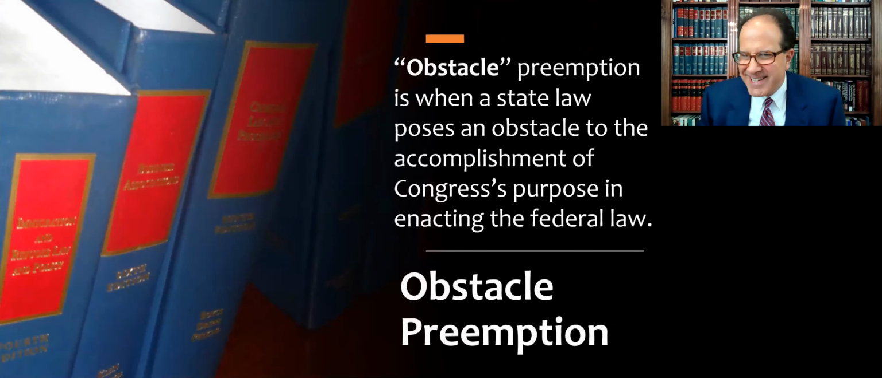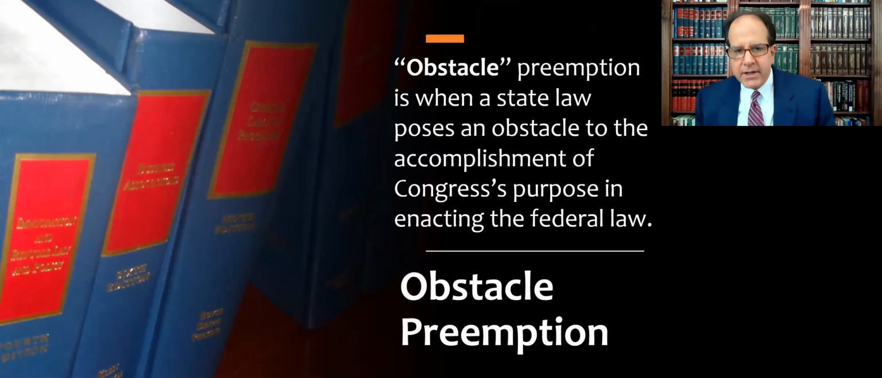Okay, and our third type is obstacle preemption. Obstacle preemption is when a state law poses an obstacle to the accomplishment of Congress's purpose in enacting the federal law. In other words, there's some sort of friction. One example would be what the state is trying to do makes it more difficult for the federal government to monitor or to enforce its regulations. Or the federal government had a particular goal that is indirectly being thwarted by a state law.